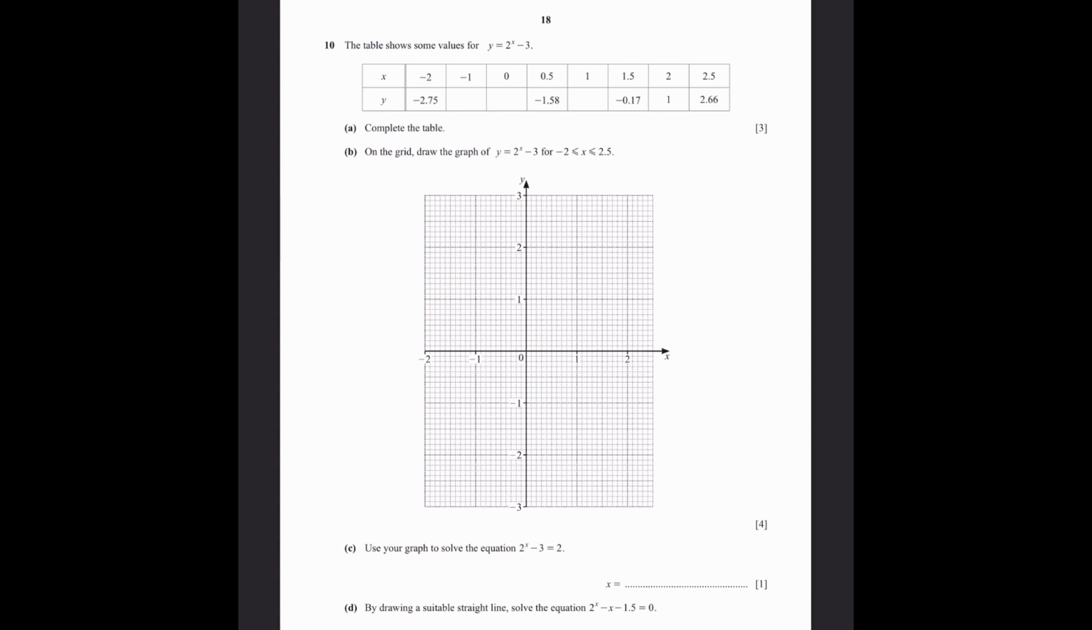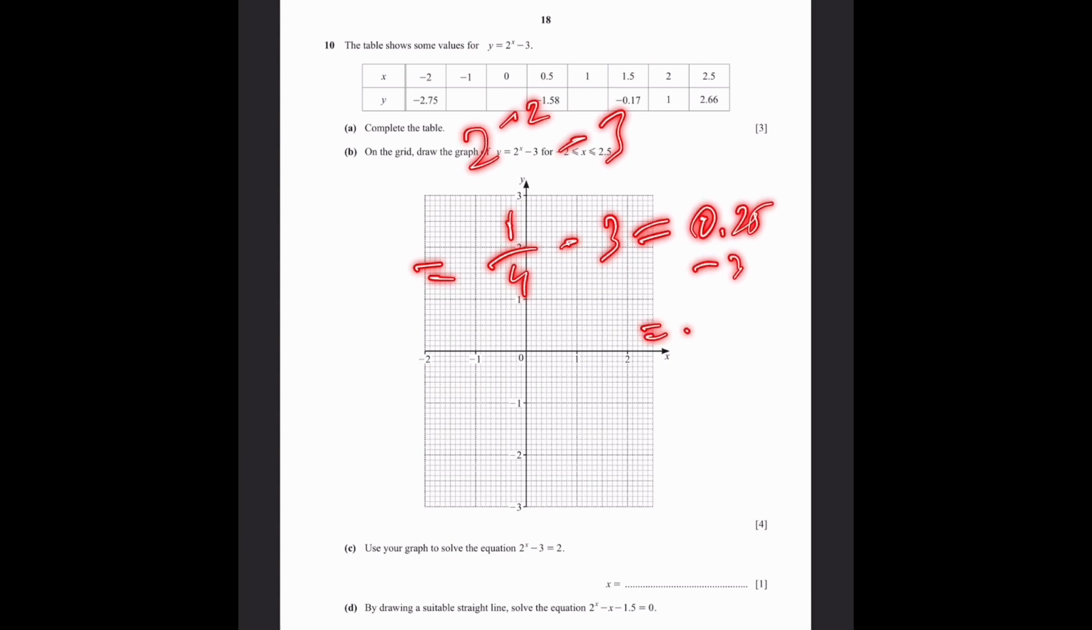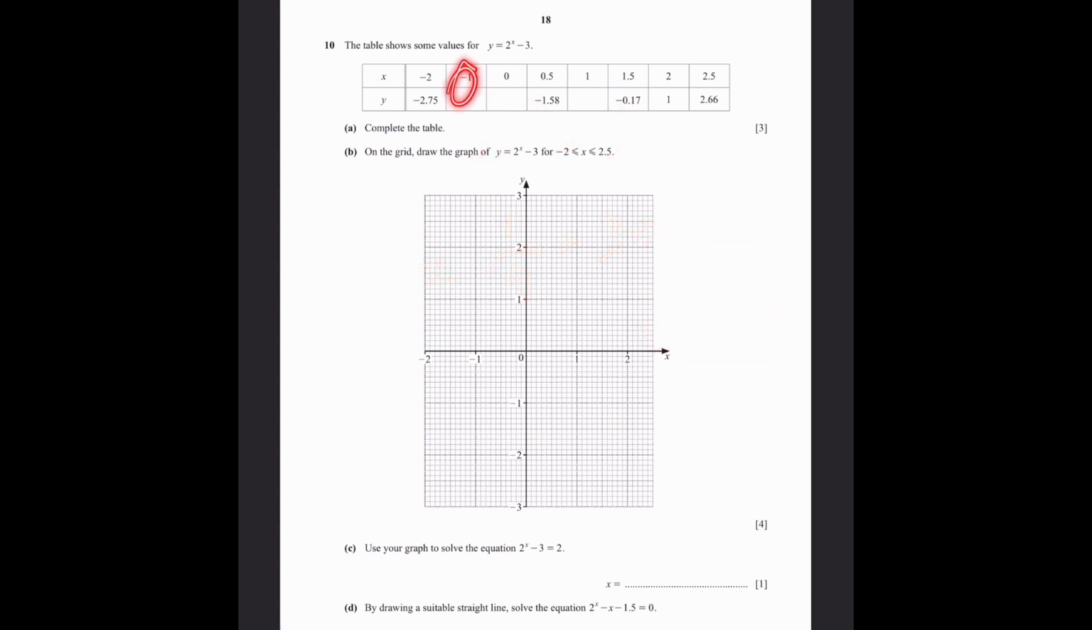A. Complete the table. So x is minus 2, that means y is 2 to the power of minus 2 minus 3, which is equal to 1/4 minus 3, which is 0.25 minus 3 in decimal, negative 2.75. And for minus 1, that would be 2 to the power of minus 1 minus 3, which is equal to half minus 3, which is negative 2.5.